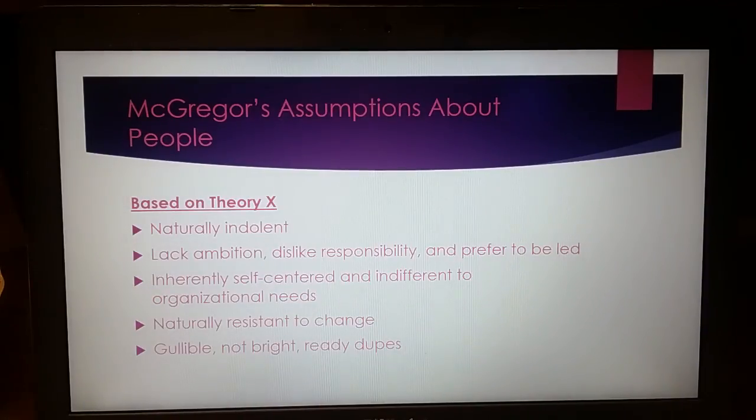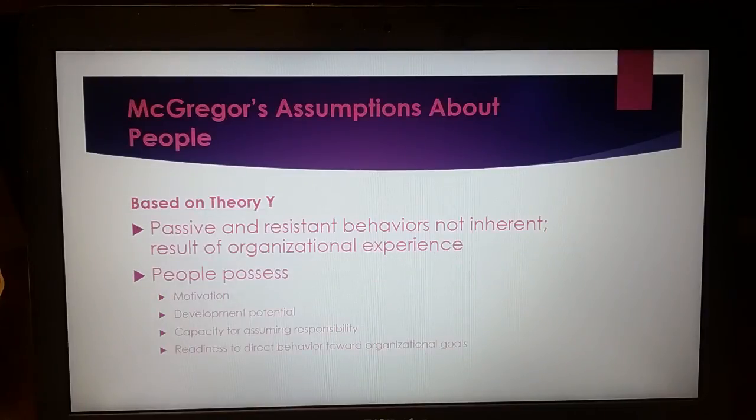McGregor's assumption based on theory X: naturally indolent, which means lazy. They lack ambition. They don't like responsibility. They want to be led. They're self-centered. They have no organizational commitment. They don't like change. They're not very smart. This is not a good picture of a person, right? But theory X is, some managers have this idea.